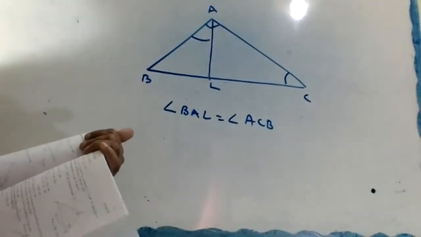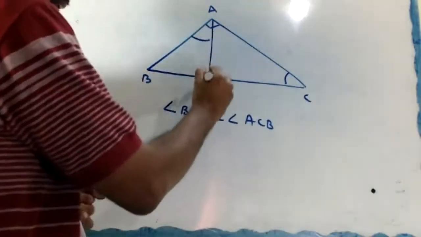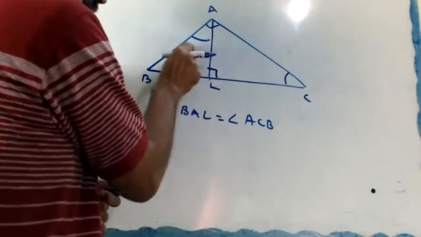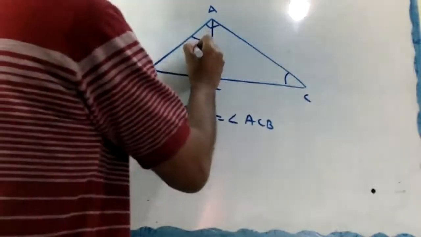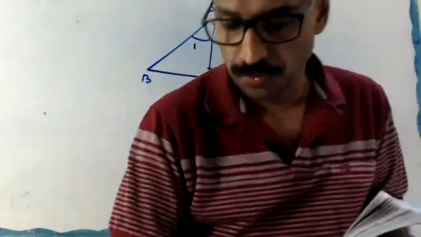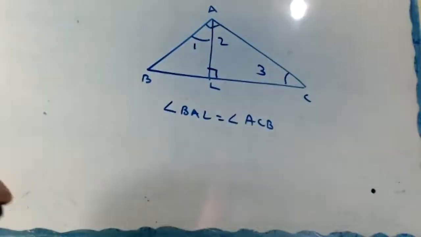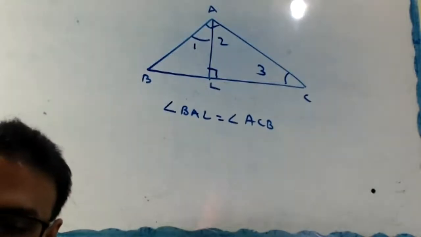Question: triangle ABC, right angle at A. This angle is 90 degrees. This angle is perpendicular. We are sure that this is equal to this one. I'm calling these 1, 2, 3. Our requirement is to prove 1 equal to 3. Correct or no? To show that 1 equal to 3. Now look at here.